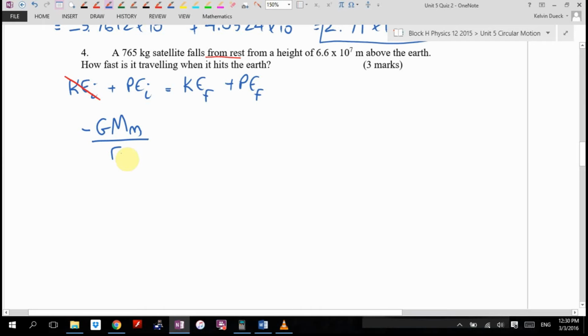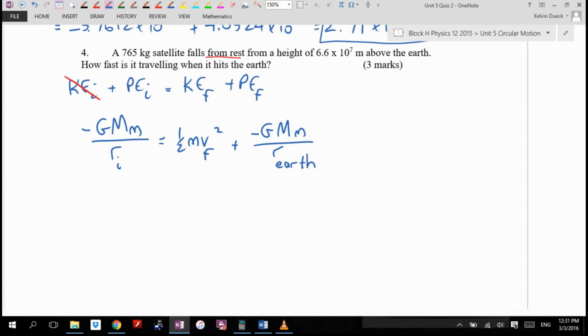Maybe. R initial is going to be outer space, not Earth. And that's going to equal a half m v final squared plus negative big G, big M, little m, all over, and this time, our final is our Earth. By the way, the reason I write our Earth is I don't want to get initial and final mixed up, and I want to make sure I put the Earth in the right place. You could put our final just fine.